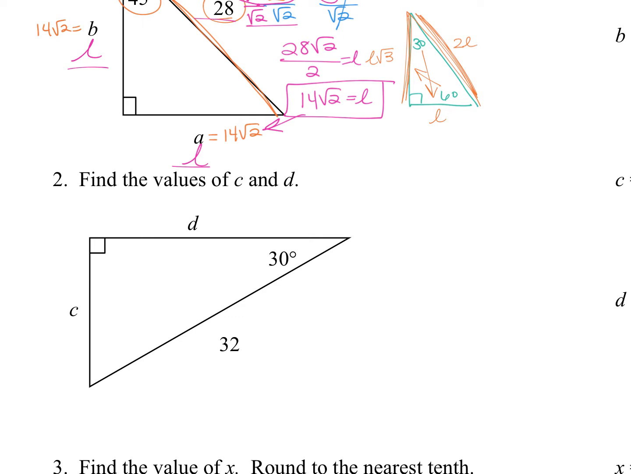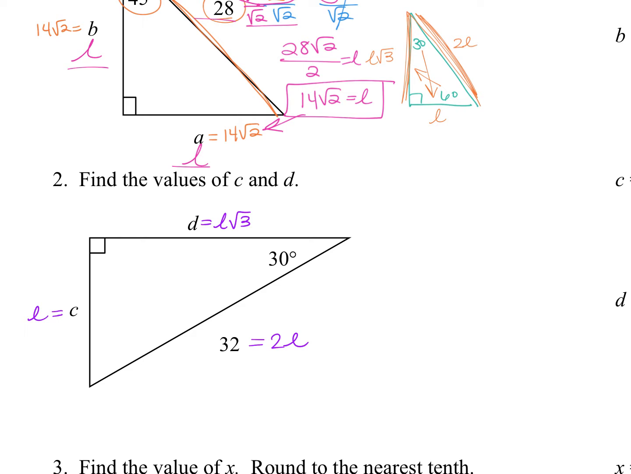Okay, number 2. So let's just label this as a 30, 60, 90 real quick. What side is the 32 right now in terms of L? That's your 2L. Your hypotenuse is always your 2L. Okay, your C is what? Not the value. What is it in terms of L? That's your L side. Okay, your D is L rad 3.